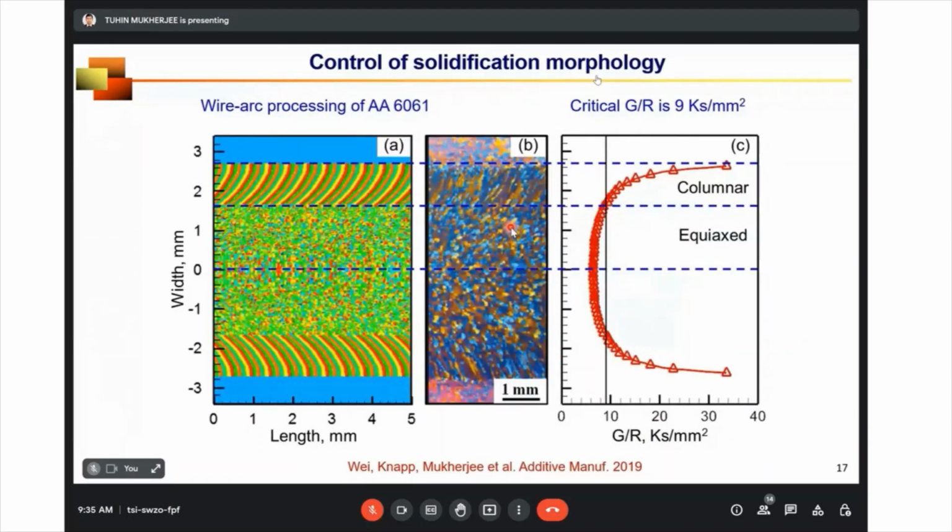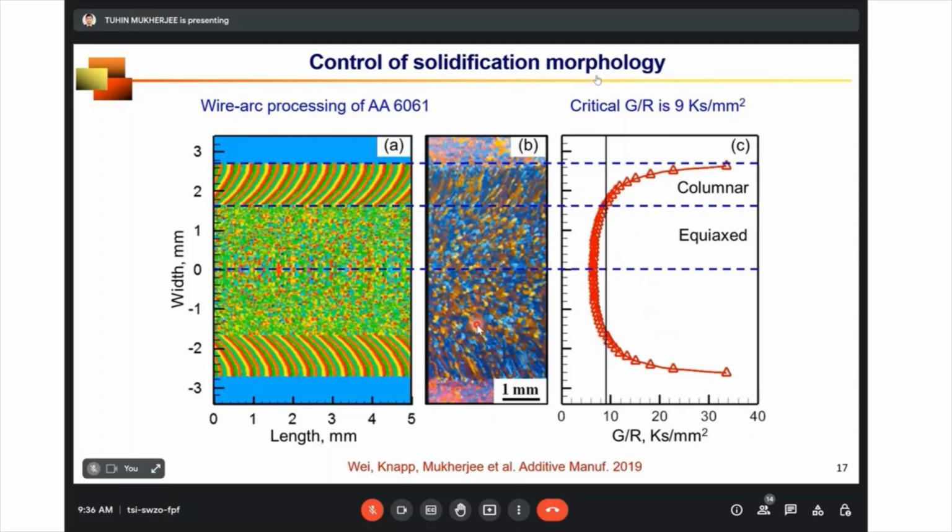So let's see how to control the solidification morphology. As I was mentioning, there is a critical G by R for all alloys. Here the example is for wire arc processing of aluminum alloy 6061. The critical G by R is 9 Kelvin second per millimeter square, above which it will form columnar grains, below which it will form equiaxed grains. We can calculate the value of G by R along the molten region. You can see that beyond, let's say, 1.5 millimeter, the calculated value of G by R is above 9 Kelvin second per millimeter square. That means it will form columnar dendrite, which is very much consistent with the experimental observation. And in the other region, where G by R is below the critical value of 9 Kelvin second per millimeter square, our computed result tells us that it will form equiaxed grains.